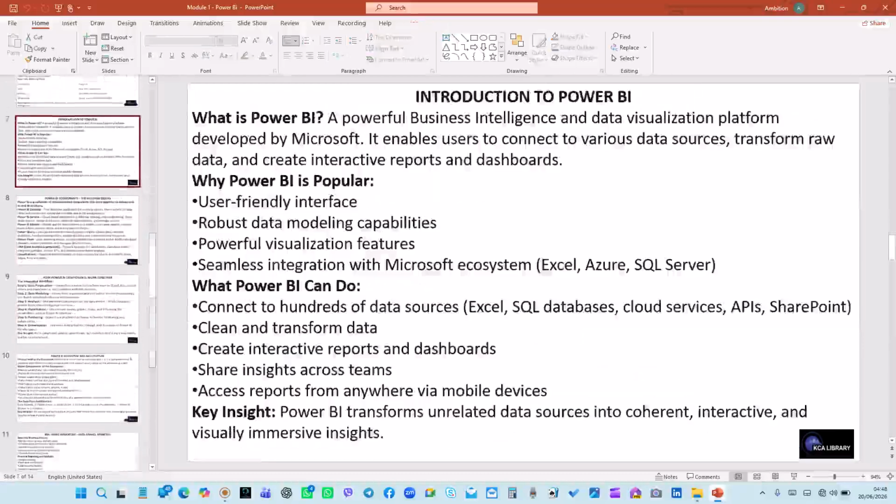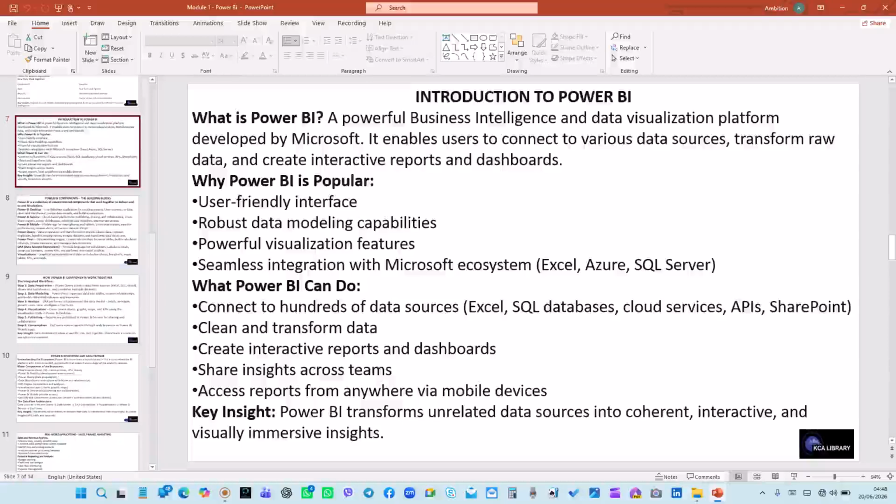Having known that, let us look at the introduction to Power BI. What is Power BI? Power BI is a powerful business intelligence and data visualization platform developed by Microsoft to enable users to connect to various data stores, transform raw data, and create interactive reports and dashboards. Why is Power BI popular? It is popular because of its user-friendly interface, robust data modeling capabilities, powerful visualization features, and seamless integration with the Microsoft ecosystem like Excel, Azure, SQL Server.